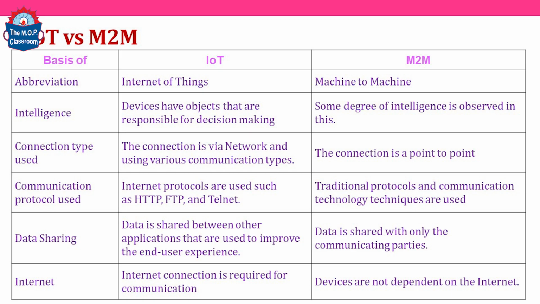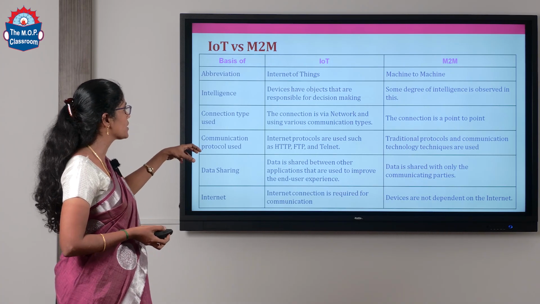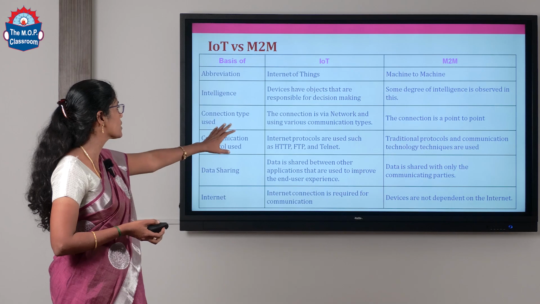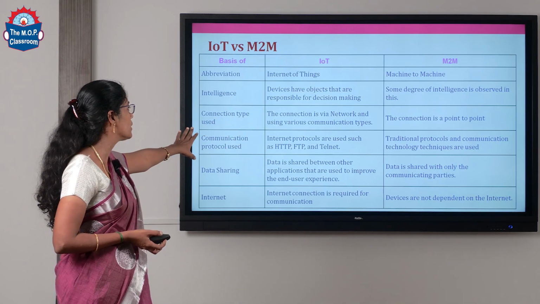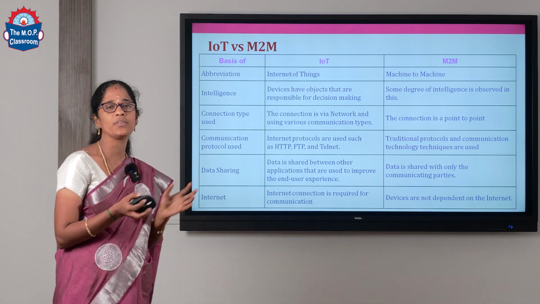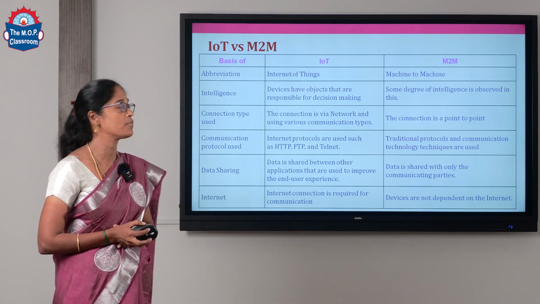And mainly, here you are interfacing an object with a machine, there a machine to a machine, and everything is a point to point connection there, whereas here it takes place through networking. So, in this way we can differentiate an IoT from an M2M device.